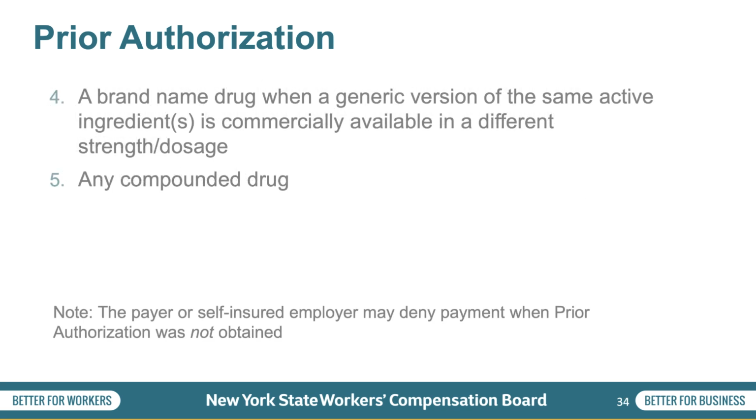An approved prior authorization is also needed for a brand-name drug when a generic version of the same active ingredient is commercially available and on the formulary in a different strength. An example here is a product that is on the formulary and generically available in 5 milligrams and 10 milligrams, and there is a 7.5 milligram version that's only available as a brand-name drug. The 7.5 milligram version would be considered non-formulary, and could therefore only be prescribed and dispensed subsequent to an approved prior authorization request. Also, an approved prior authorization request is required for any compounded drug.